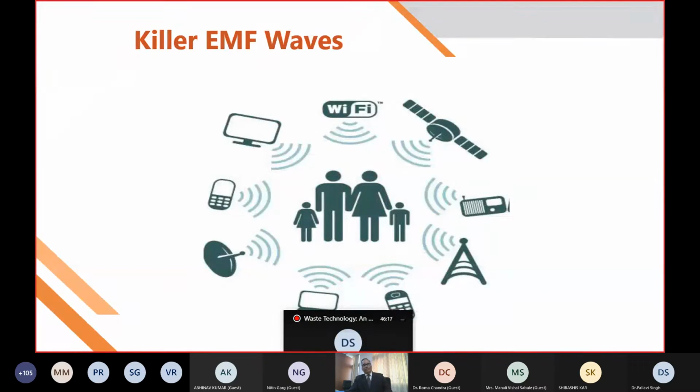So these are the killer waves. EMFs are the killer waves. It may be from Wi-Fi, it may be from telecommunication, mobiles, Wi-Fi, other transmitting devices, towers, satellites, and other radar communications and all. So these are the killer waves.